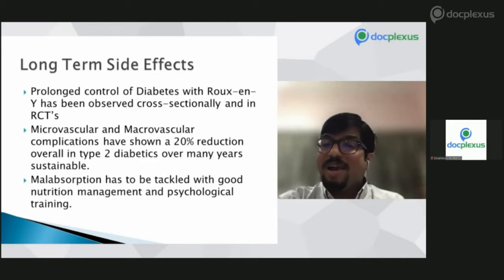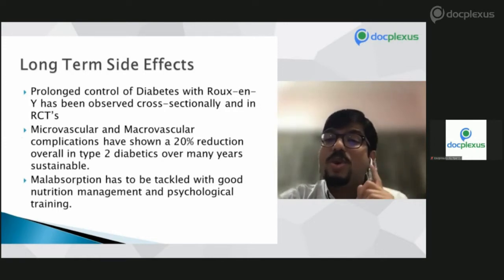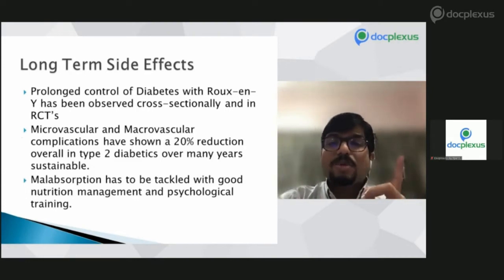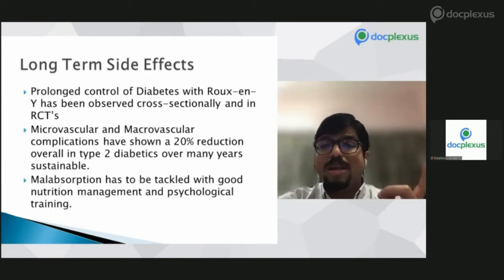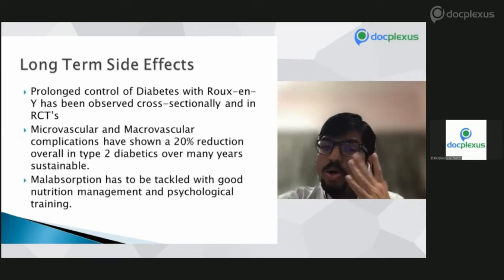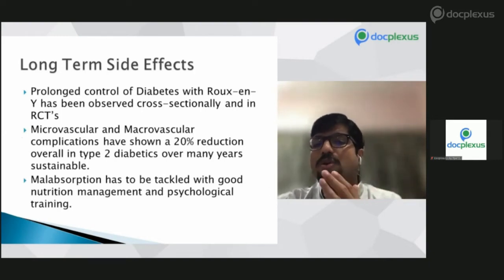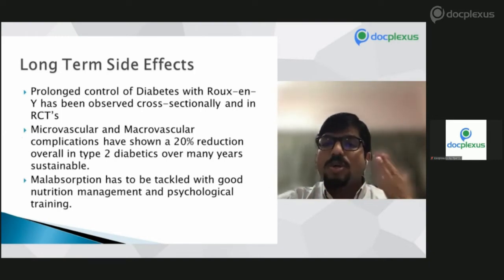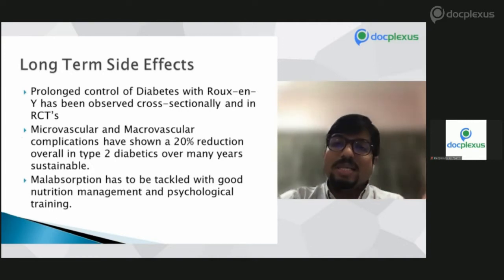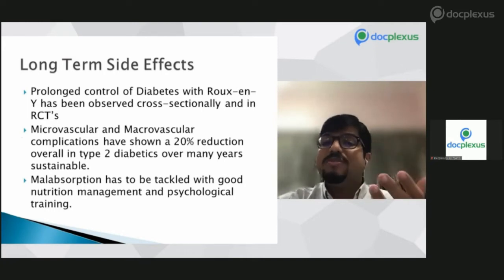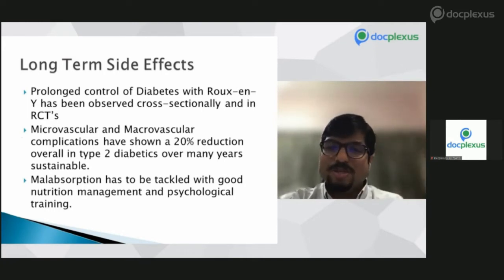Micro and macrovascular complications have both shown a reduction of approximately 20% overall in type 2 diabetics over many, many years with sustainability. Malabsorption has to be tackled primarily with good nutrition management and psychological training, but these are going to be in favor of your diabetes management. Bariatric management in a patient with type 2 diabetes mellitus would be a great positive to help you reduce it.